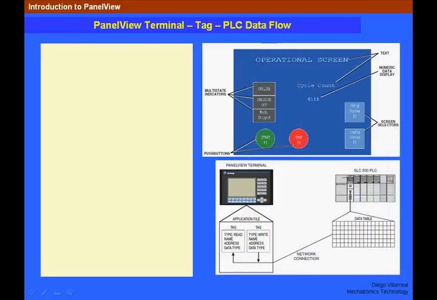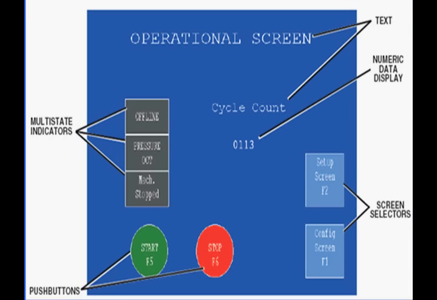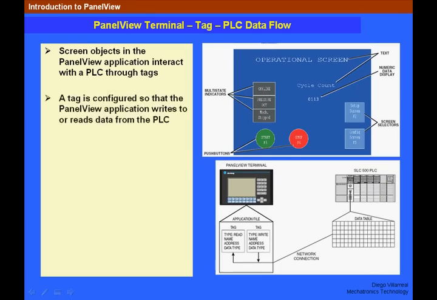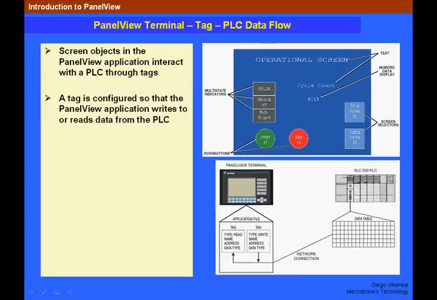PanelView terminal to PLC data flow. Screen objects in the PanelView application interact with the PLC through tags. A tag is configured so that the PanelView application writes to or reads data from the PLC.